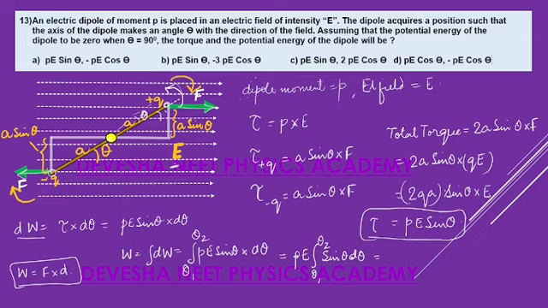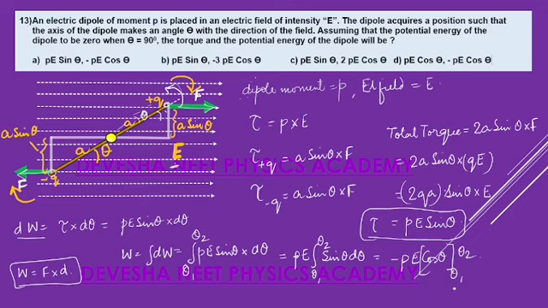So what will be this now? What is the integral of sine theta? It will be minus cos theta. So this will become minus PE cos theta, wherein theta ranges from theta 1 to theta 2. Now it is given that initially it was 0, so it means this will be theta 1.